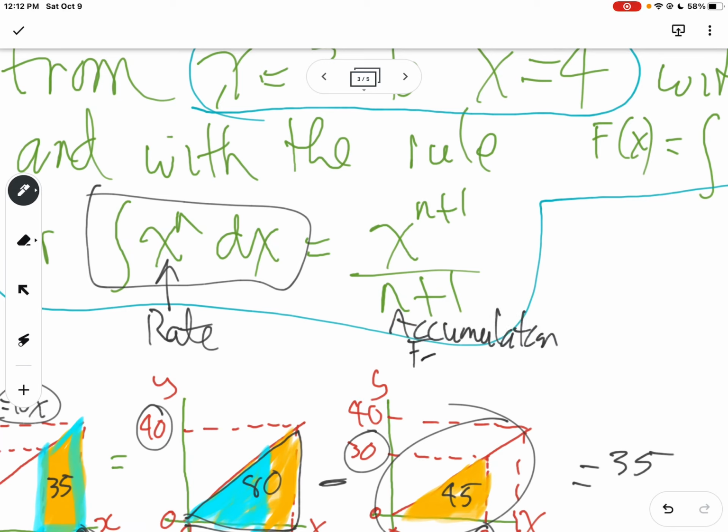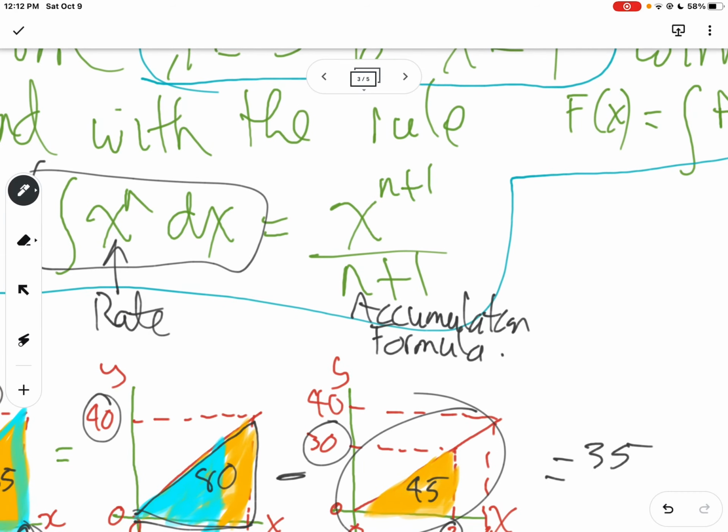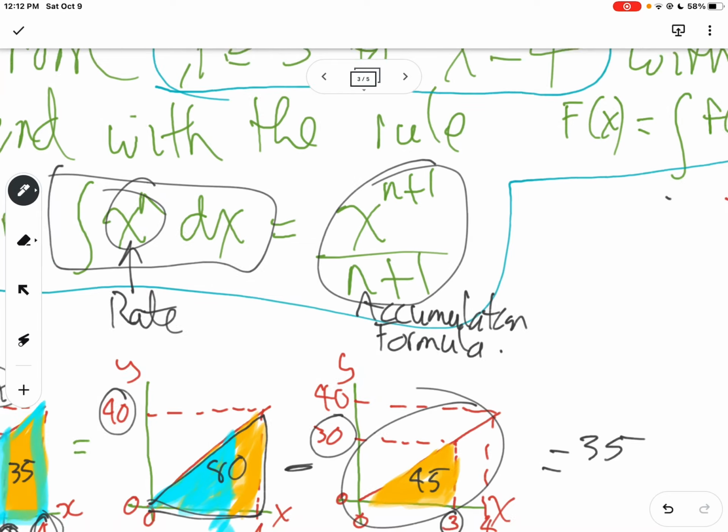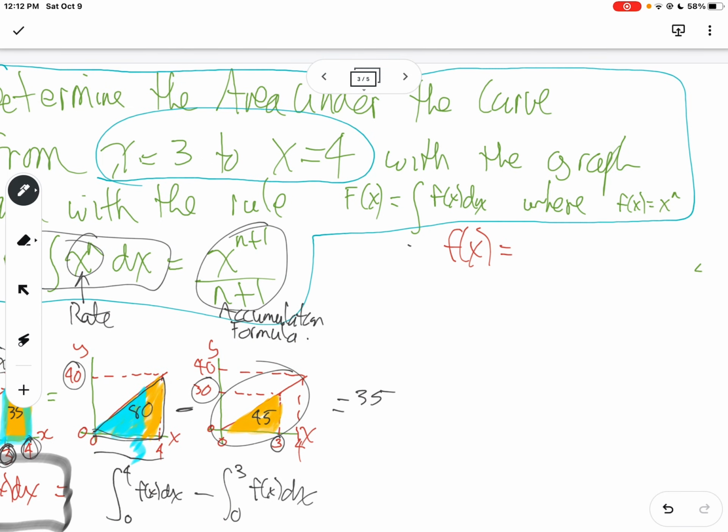And we developed that in class, if you remember, and you might have forgotten, that's okay. Okay, so if the rate is x to the n, the accumulation is this relationship here: x to the n plus 1 over n plus 1. So we're going to start doing that.